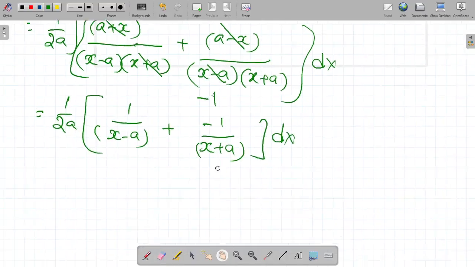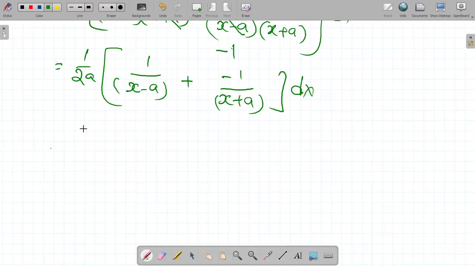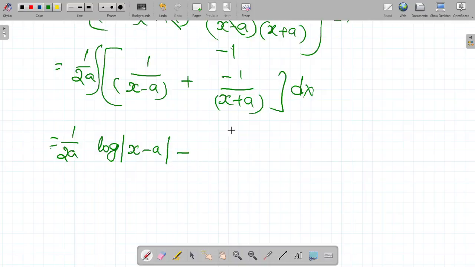into dx. Okay, so here 1 by 2a integral of 1 by x minus a dx is log of modulus x minus a. Minus, this integral of minus 1 by x plus a dx can be written as log of modulus x plus a, plus constant of integration.